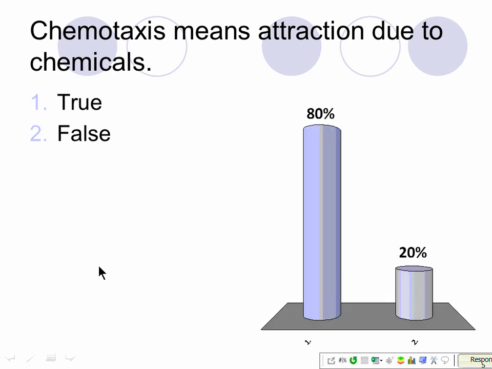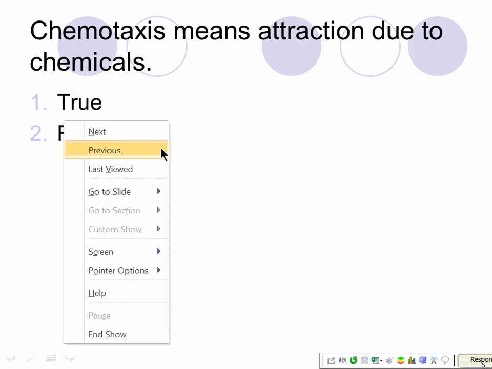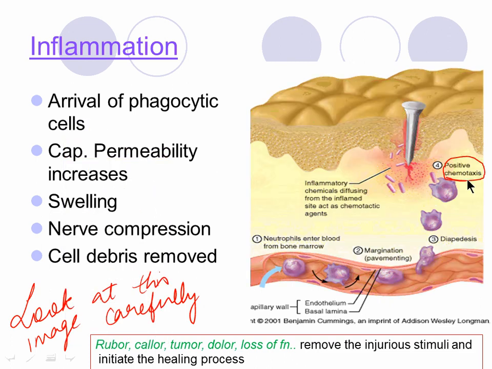Yes, chemotaxis is attraction due to chemical. Taxis means movements, chemo is chemicals. So that's how the neutrophils went through that. So again, very important to look at the PowerPoint slides and look at the label. So you can see positive chemotaxis means, can you see the inflammatory chemicals here? And you can see these moving towards that.